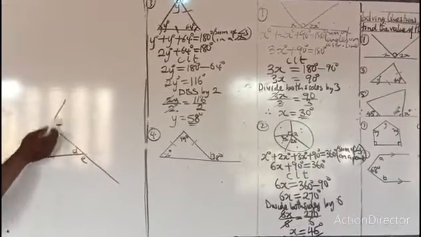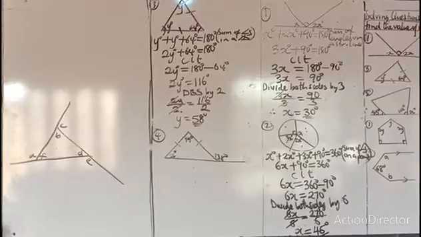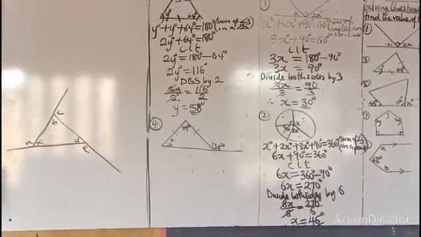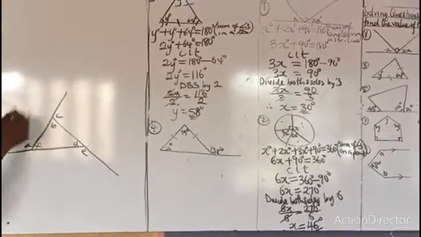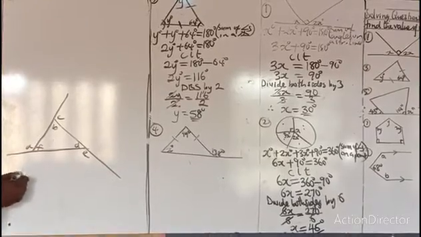A, C, and what? E. Very good. Now, the law says that the exterior angle of a triangle equals the sum of the two opposite interior angles. What is the exterior angle here? Say what? A. So what does the law say?